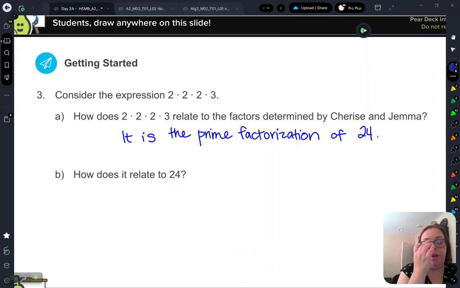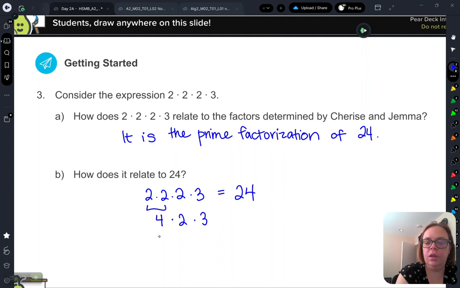And how does it relate to 24 other than it being the prime factorization of it? You can say it's the product, or 24 is the product of all these numbers. If you multiply 2 times 2 times 2 times 3, the product is 24. We can try it. 2 times 2 is 4. Times another 2 is 8, and then 8 times 3 is 24.